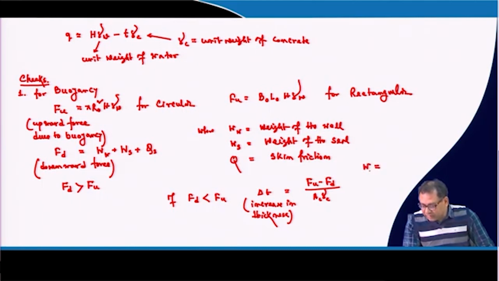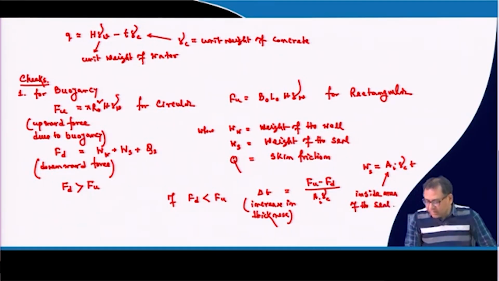of the seal is equal to what? Weight of the seal is equal to inside area of the seal into concrete into thickness. So this is inside area of the seal. Okay. So if this condition is not satisfied, that Fd is not greater than Fu, then you have to increase the thickness by this amount.